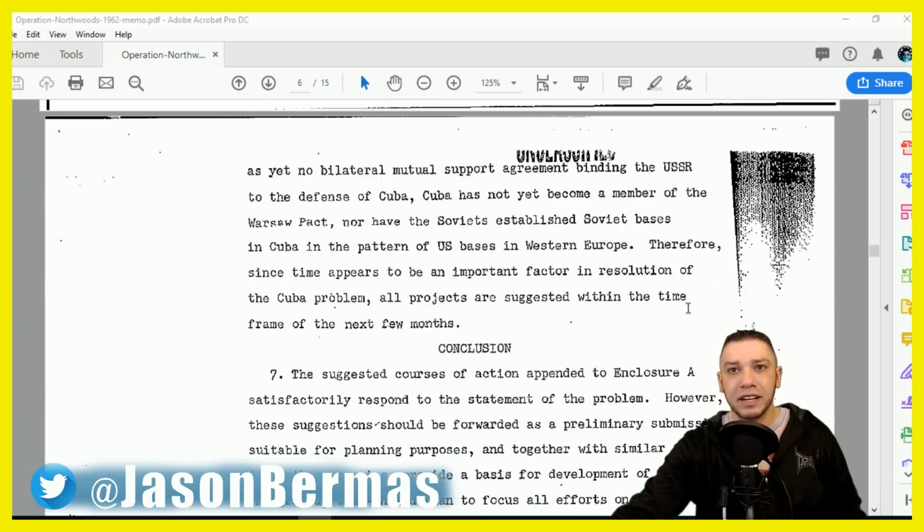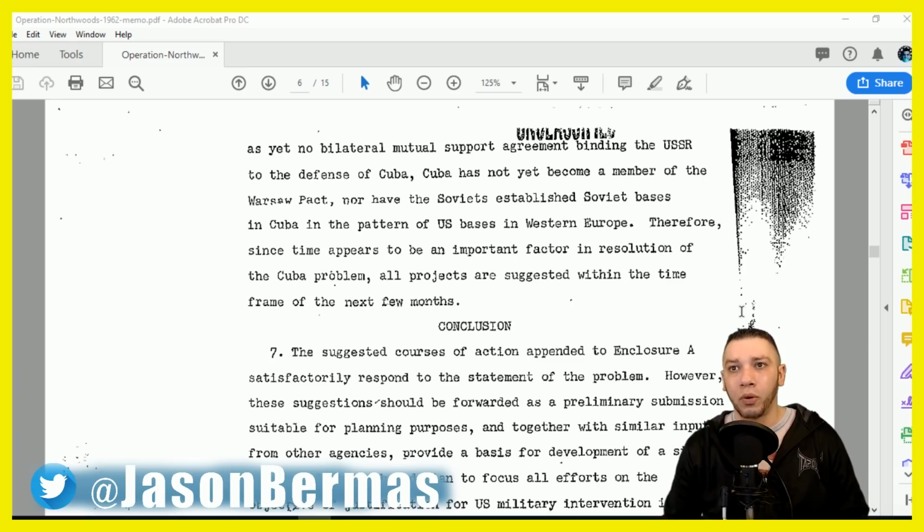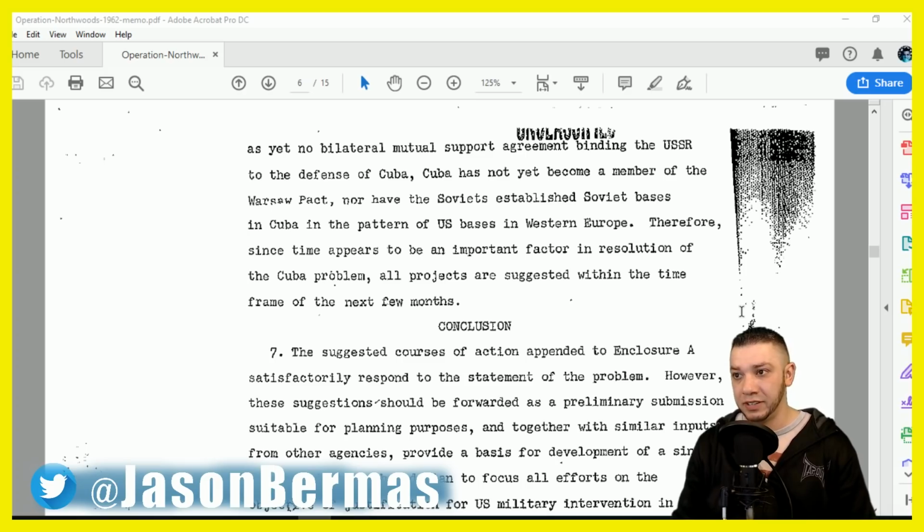There is, as yet, no bilateral mutual support agreement binding the USSR to the defense of Cuba. Cuba has not yet become a member of the Warsaw Pact, nor have the Soviets established Soviet bases in Cuba in the pattern of U.S. bases in Western Europe. Therefore, since time appears to be an important factor, they want to get in there before Khrushchev is able to put permanent bases in there, okay? It's an important factor in resolution of the Cuba problem. All projects are suggested within the time frame of the next few months.